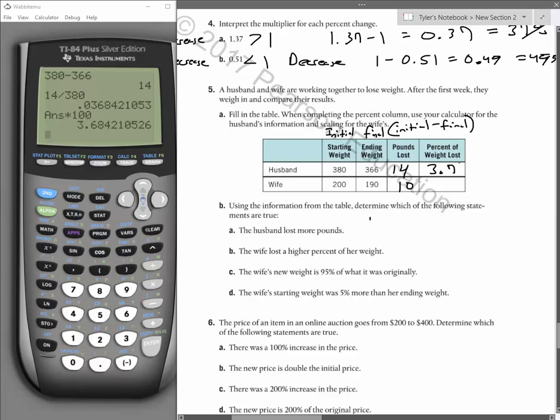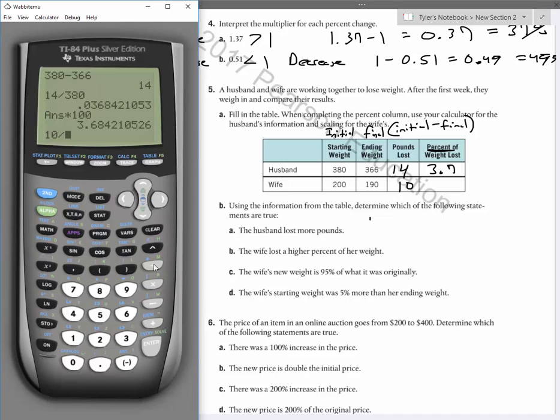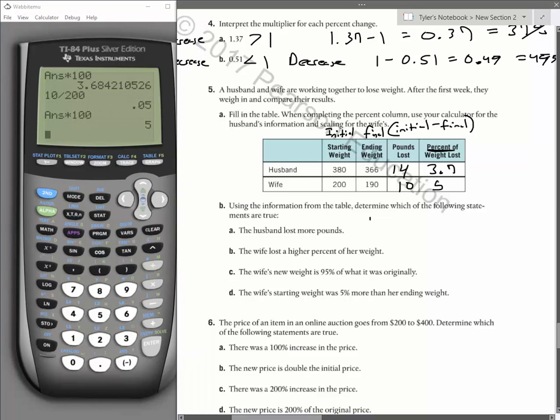Notice the unit here emphasizes percent. And if I do the same thing for the wife, I would take 10 divided by 200. Again, I can multiply that times 100, take that from decimal form into percent form, and we get 5%. So the wife experienced a 5% decrease of weight, while the husband had 3.7%. And notice the husband lost more weight. The husband lost 14 pounds, the wife lost 10, but the wife had a higher percentage lost.